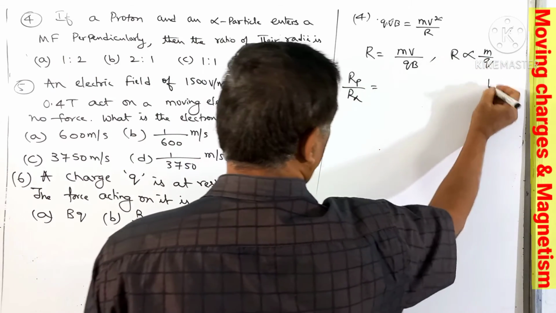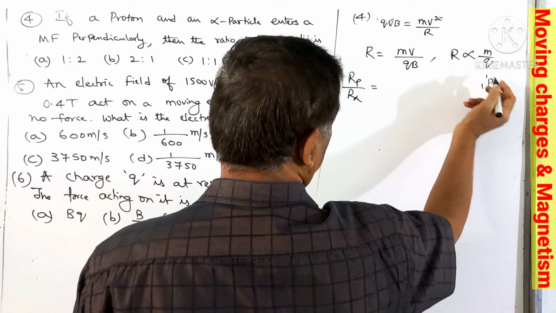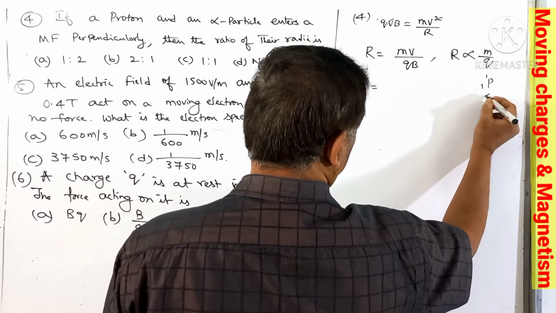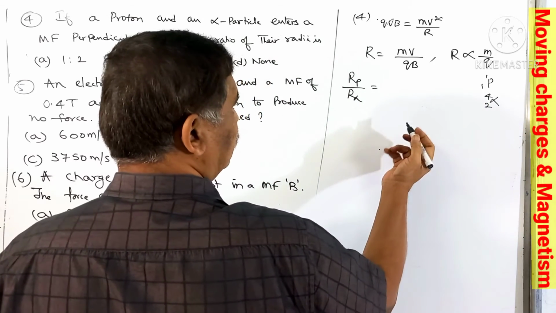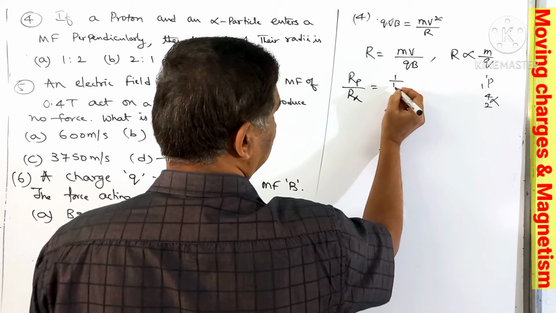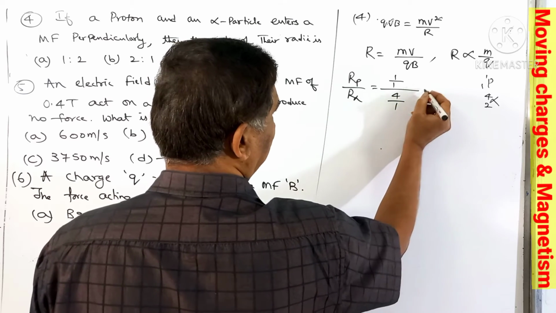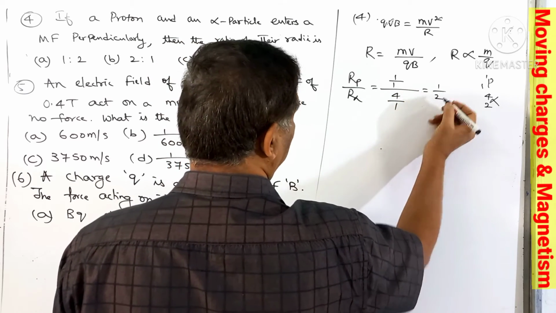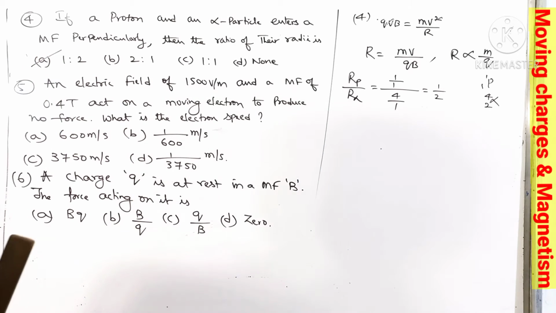M by Q, proton: mass number is 1, charge is also 1. For alpha particle, mass number is 4, charge is 2. So R of proton, M is 1, divided by, for alpha particle, mass number 4, divided by 2. If you simplify it, you will get 1 by 2. So option A is the answer for this question.